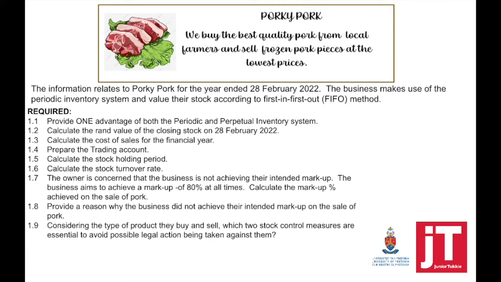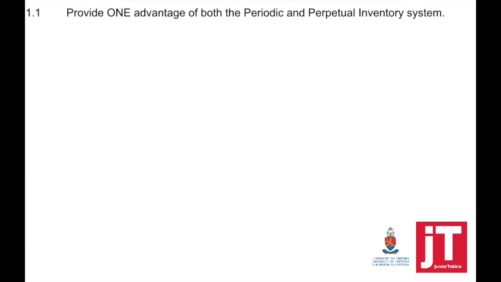Now, it's important to understand that we have different inventory systems. We've got the periodic inventory system and the perpetual, or another word for that, continuous. Within those two systems, we can value our stock using either first in, first out, weighted average, or specific identification. In this activity, we are going to focus on first in, first out. Provide one advantage of both the periodic and the perpetual inventory system.